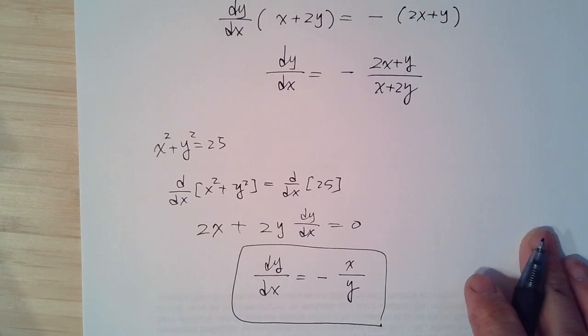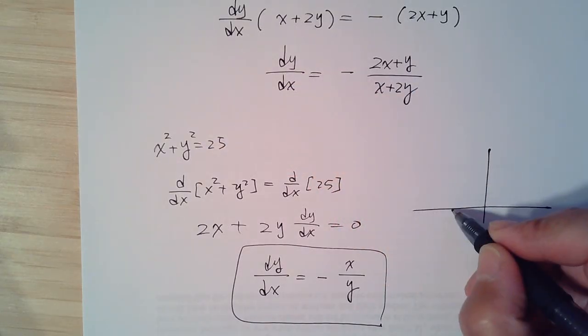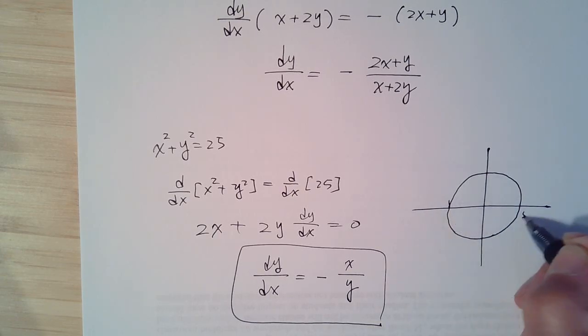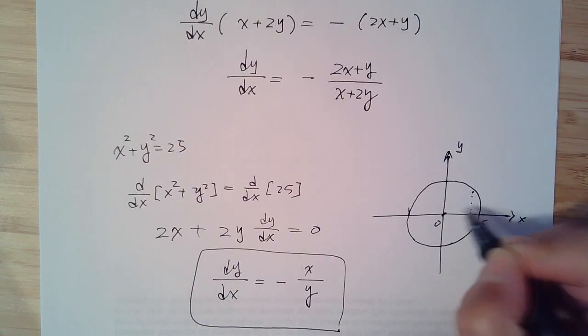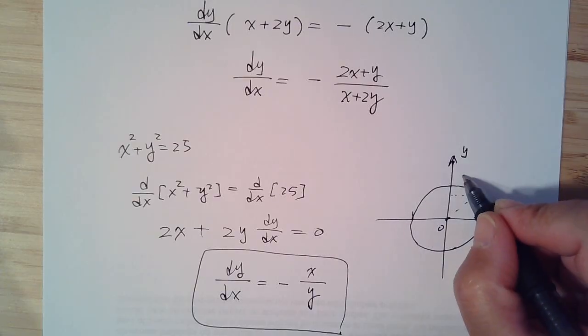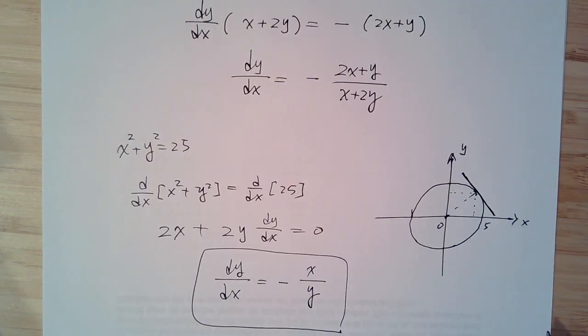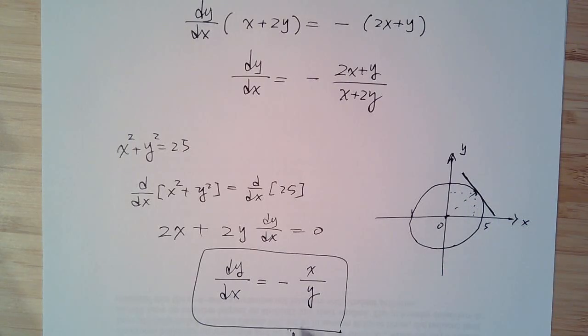All right, so this is your answer. What does that mean? If you remember, x squared plus y squared equals 25, is that a circle with radius 5 centered at 0, 0, right? Okay. So what is dy over dx? For any given x value, and you have a y, the slope of this tangent line is this.